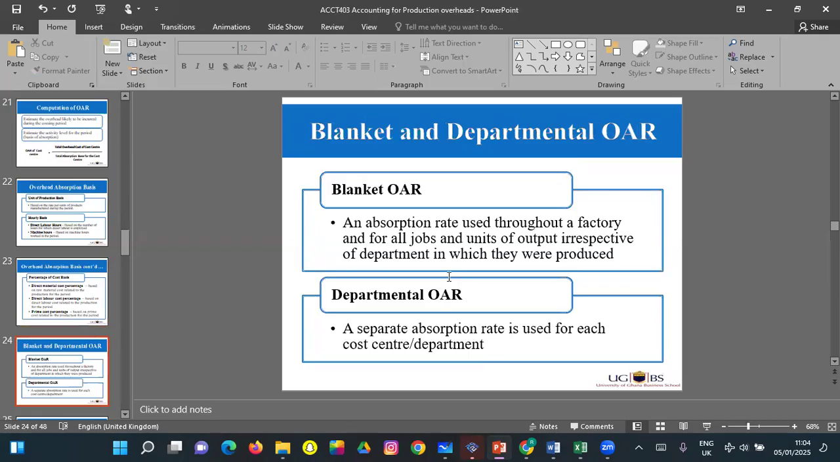So we have blanket overhead absorption rates. An absorption rate used throughout a factory and for all jobs or units of output, irrespective of the departments in which they were produced. So a departmental overhead absorption rate is a separate absorption rate used for each cost center or department.